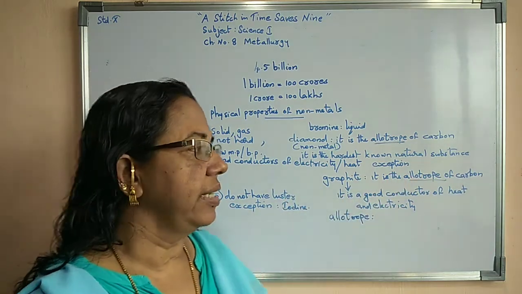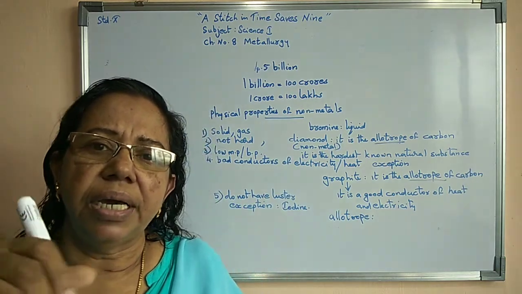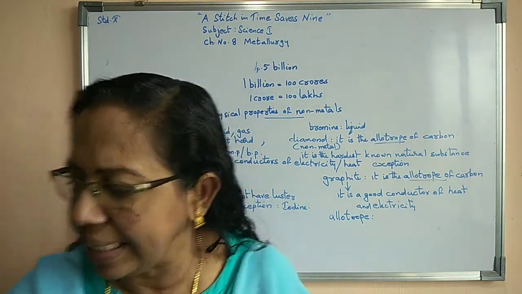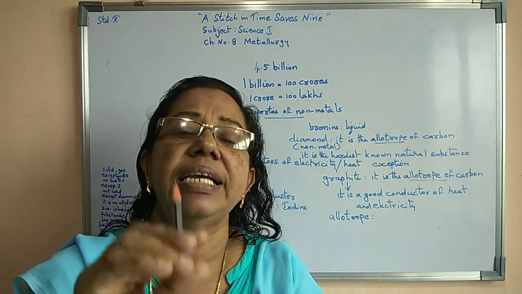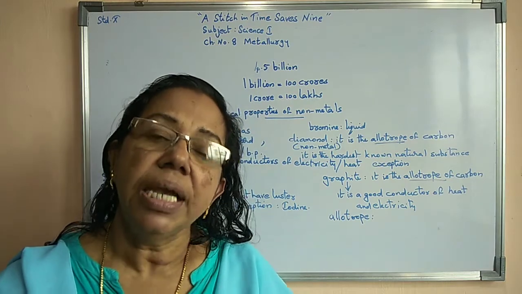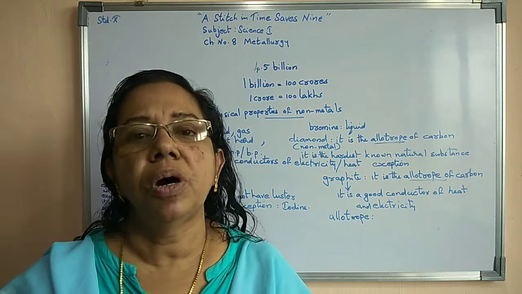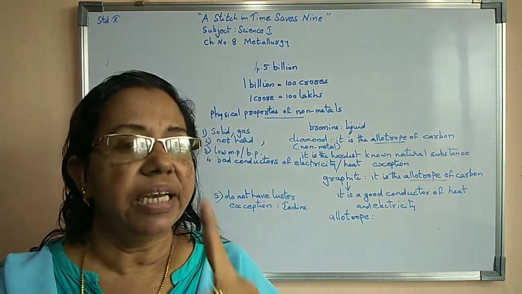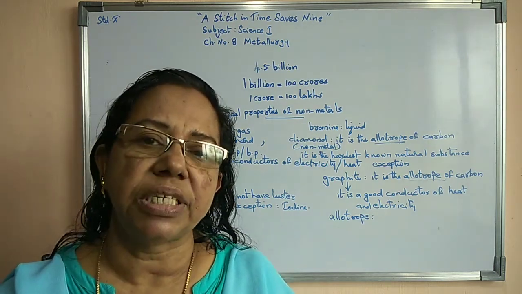Another example is graphite. Inside the pencil, graphite is present. The central part of the pencil, the writing part, is made with the help of graphite. It also has the capacity to pass heat as well as electricity through it. So graphite is an allotrope of carbon. Then, non-metals have no capacity to shine, but there is one exception, that is iodine. It is a non-metal, even then it has the capacity to shine.